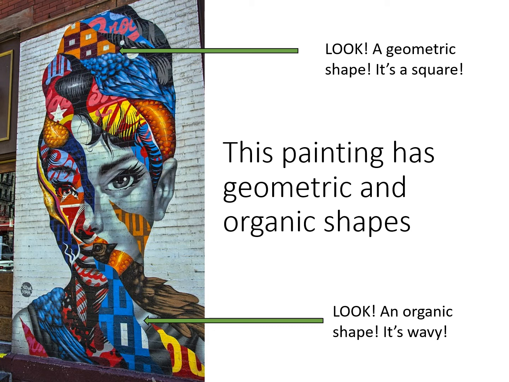This painting has geometric and organic shapes. Look at the painting. Take a very, very close look. At the top of the painting, we have a geometric shape and it's a square. As you can see, these squares are orange. And if you look down, we have an organic shape. It's blue, it's wavy, and inside this organic shape, we have geometric shapes. We have squares.